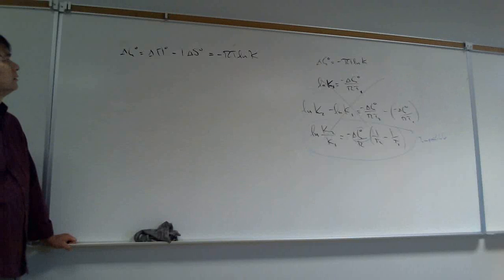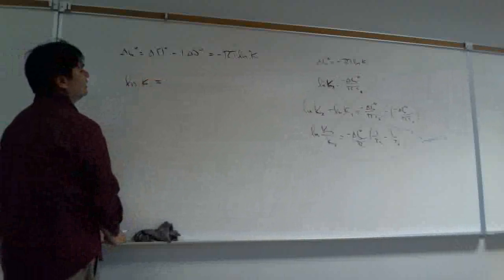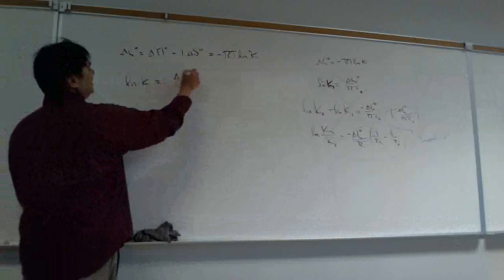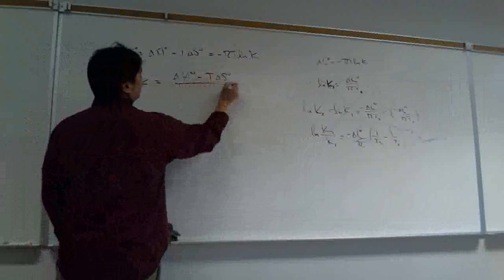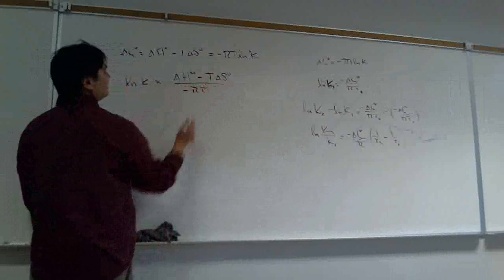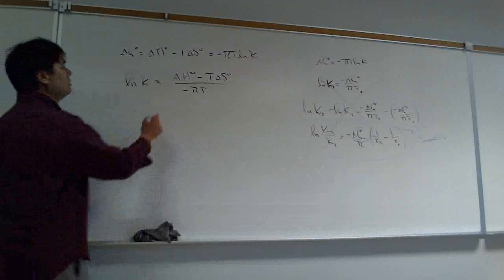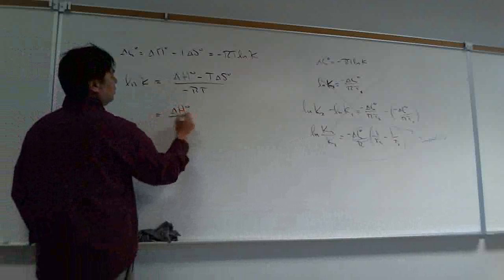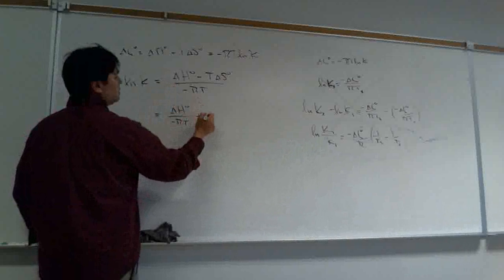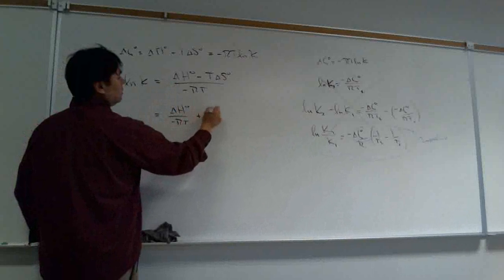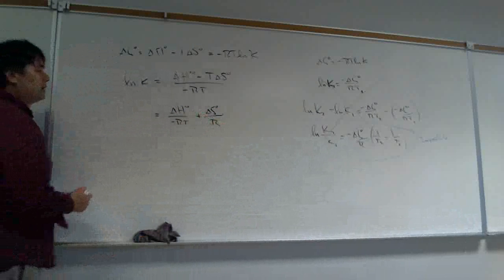Okay, now how are we going to do this? Solve for ln K. ln of K is equal to delta H naught minus T delta S naught divided by negative RT. And then rearrange like the other one. So this would equal minus delta H naught over RT plus delta S naught divided by R. Now we're going to apply the trick here.